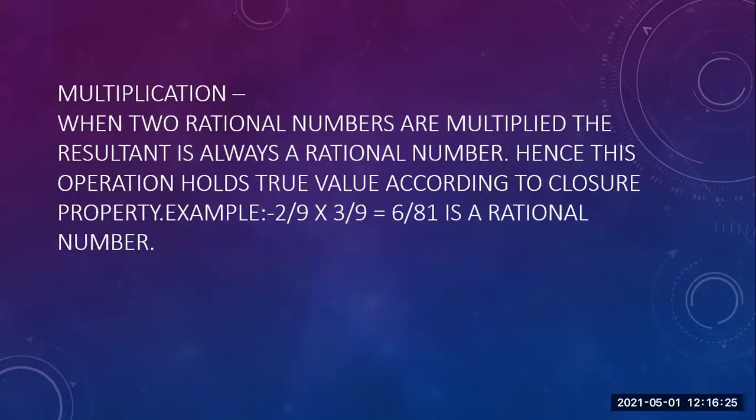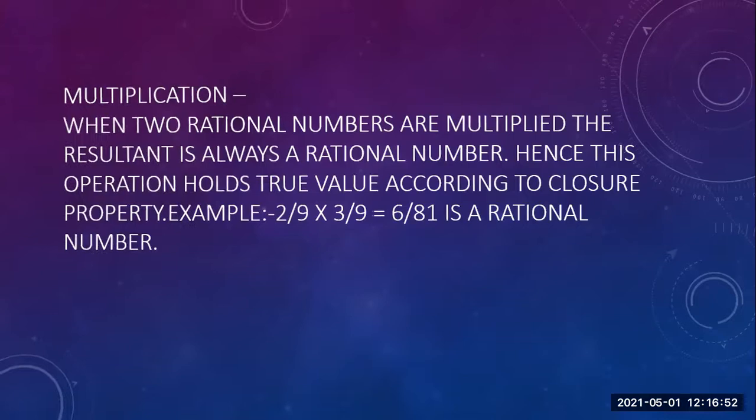Multiplication and the closure property. When two rational numbers are multiplied, the resultant is always a rational number. Hence, this operation holds true according to the closure property. Example, minus 2 by 9 multiplied by 3 by 9 gives us minus 6 by 81, which is a rational number.